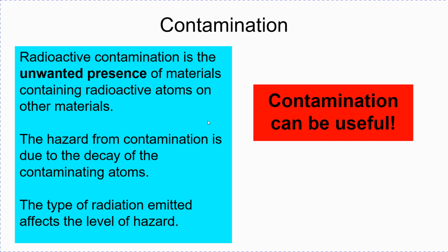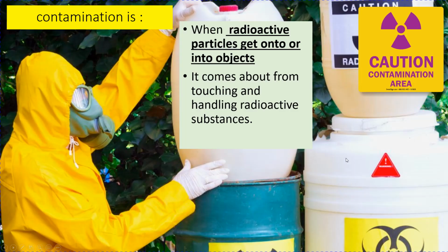Now there are different risks associated with contamination. It depends on what type of radiation you've got and the actual amount that you're exposed to, but it's not always bad. Contamination can actually be quite useful. One of the ways that you can get it is if you touch or handle radioactive substances without taking precautions. In this case you can see that the guy's got the mask on, he's got his hazmat suit on, he's using gloves, and everything's labelled with warning signs to make sure that people know what's there.